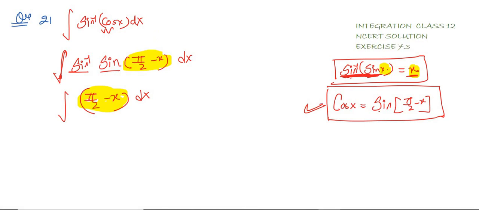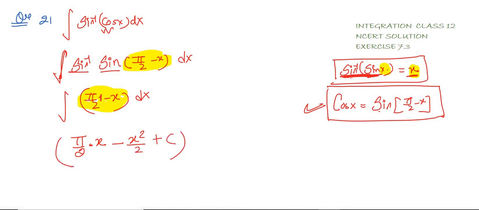Correct? Now we can just integrate. So what will the integration of this be? Integration of pi by 2, since we are doing integration, now this sign will go. Let me write down pi by 2 into x, because integration of 1 is x, minus integration of x, which is x square by 2, plus c.